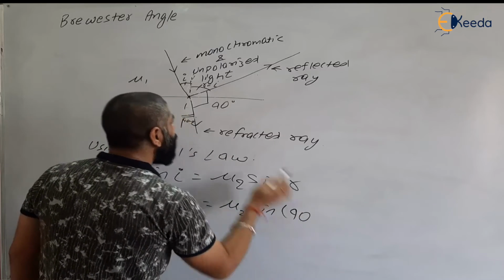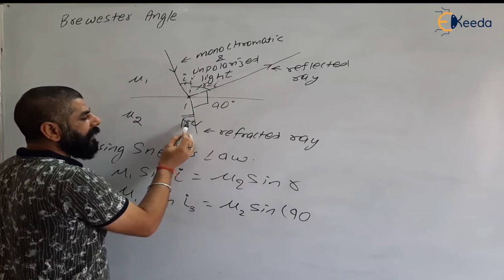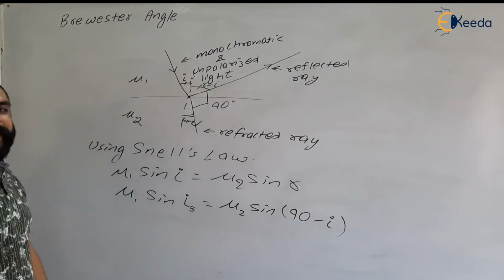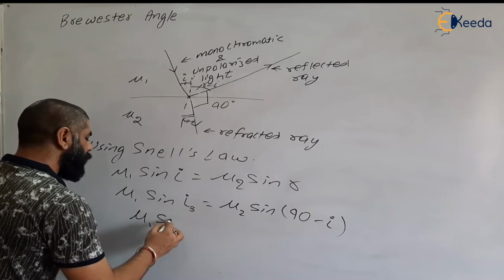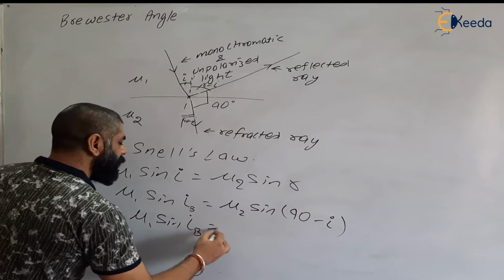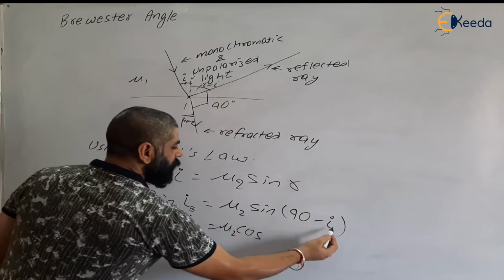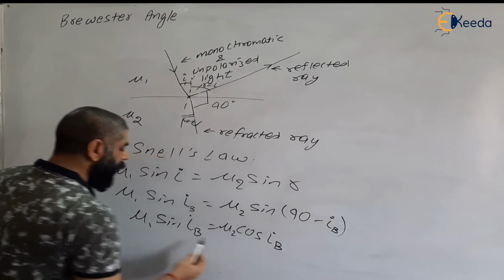What is R? This R is equal to I, so I can write the refracted angle as 90 minus I. Sin(90 minus theta) is equal to cos theta. So this can be written as mu 1 sin IB equals mu 2 sin(90 minus IB), which is cos of the Brewster angle, so cos IB.